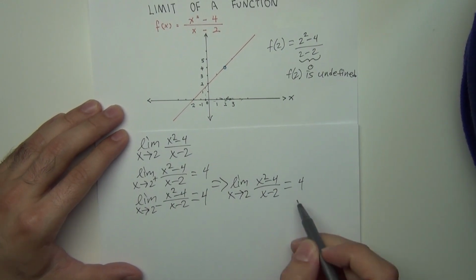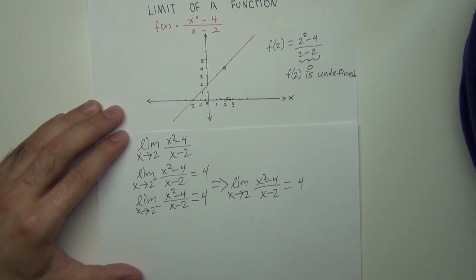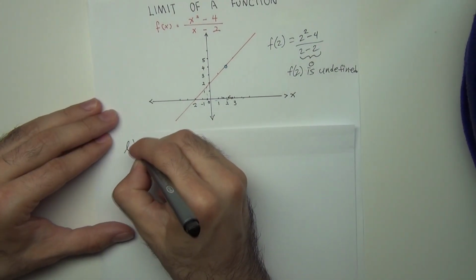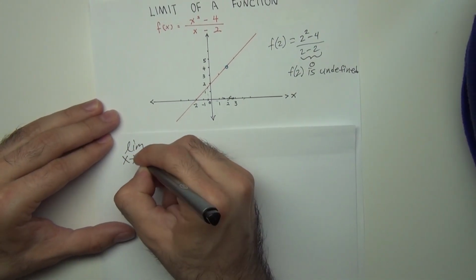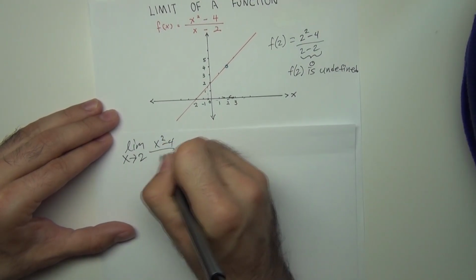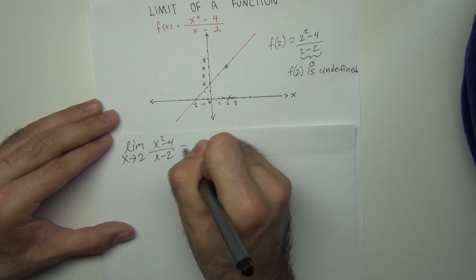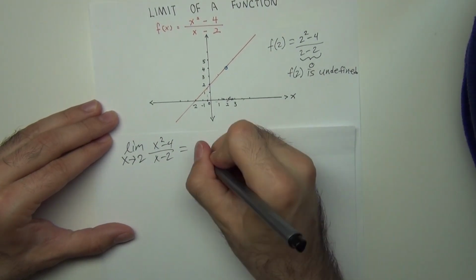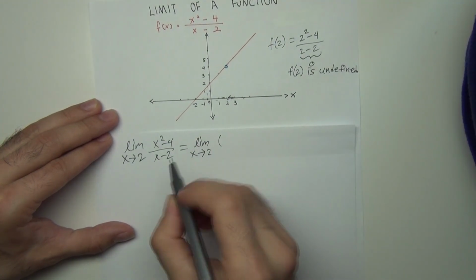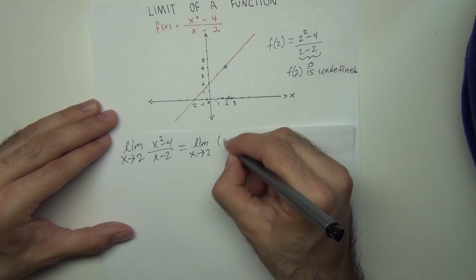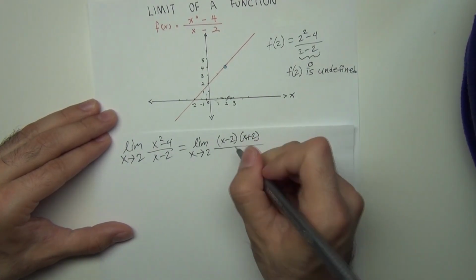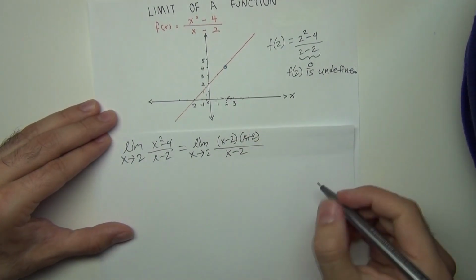So this is one way to find the limit. We can use the graph of the function. Another way would be to do this algebraically. So the limit as x approaches 2 of x squared minus 4 over x minus 2 is equal to the limit as x approaches 2 of, which we'll just factor now, x squared minus 4, which is x minus 2 times x plus 2. So we factor the top and leave the bottom the same.